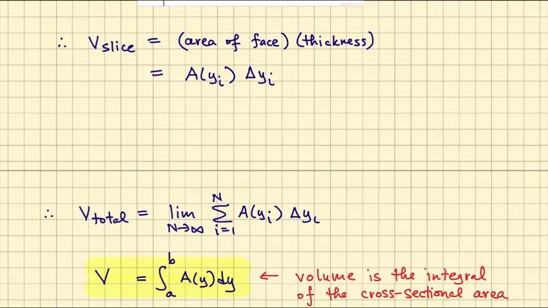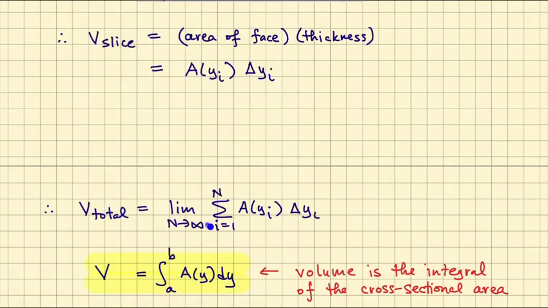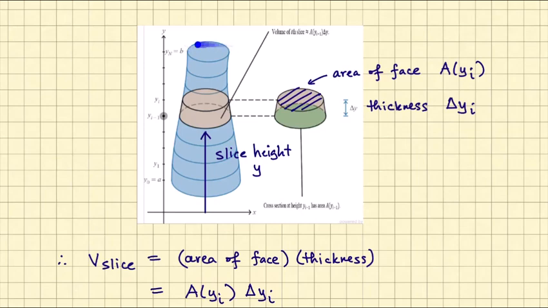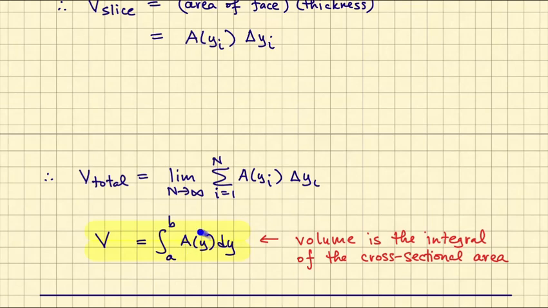And then if we wanted to find the total volume, we would just sum the volumes of all the slices. So we'd sum the areas times the thicknesses. And then we would take the limit as the number of slices goes to infinity. When we do that, this Riemann sum becomes an integral. We'd integrate from some low y value to some high y value, say from a to b, and the integrand would be A of y, which is our cross-sectional area, and our differential is dy.